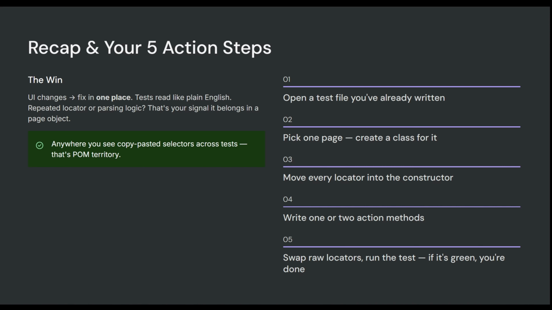Okay, so let's recap a bit. A page object is just a class for one page. It holds your locators, your action methods, and your getter methods. The win is simple. When a UI changes, you fix it in one place, and every test that uses that page object gets the fix automatically, and your tests end up reading like plain English instead of a pile of selectors. And that's it. That's how page object model works.